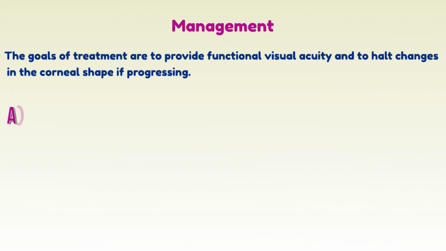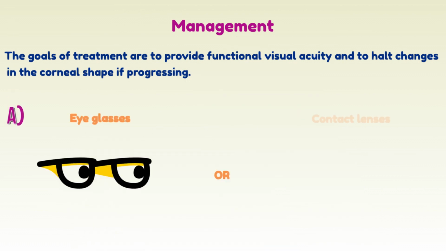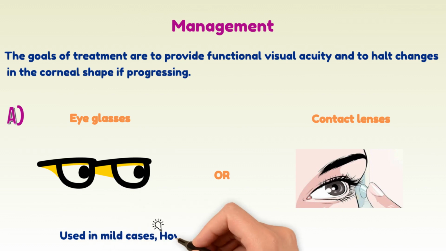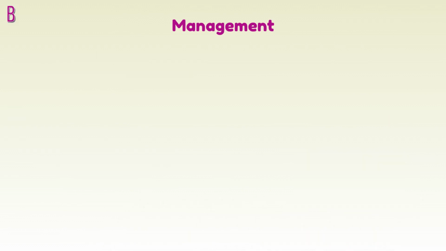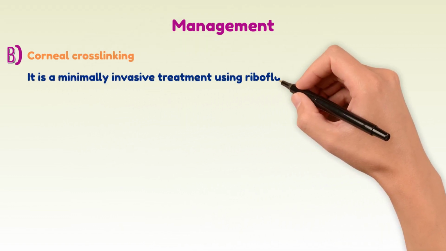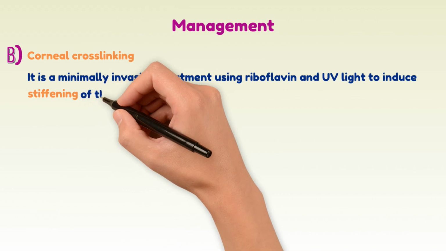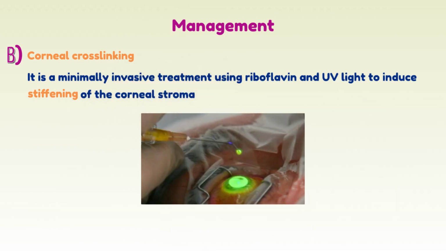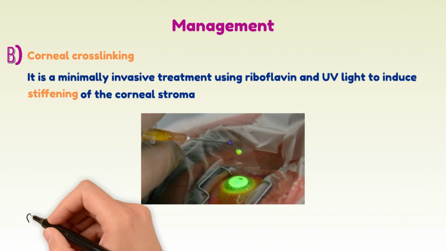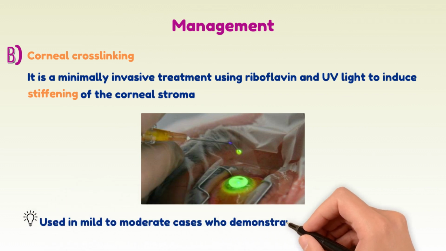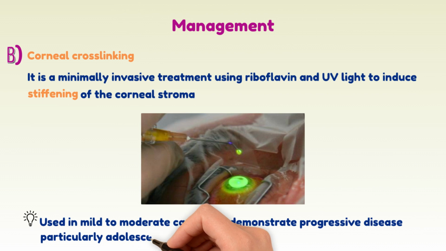Eyeglasses or contact lenses are used in mild cases, however, they do not prevent keratoconus progression. Corneal crosslinking is a minimally invasive treatment using riboflavin and UV light to induce stiffening of the corneal stroma. It is performed to arrest or slow the progression of corneal ectasia in its earlier stages to preserve visual function. It is the first-line treatment for mild to moderate cases who demonstrate progressive disease, particularly adolescents.